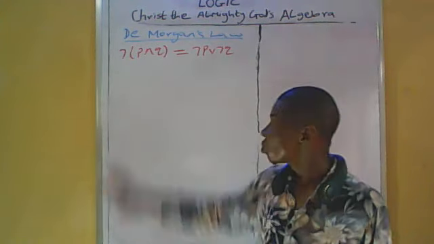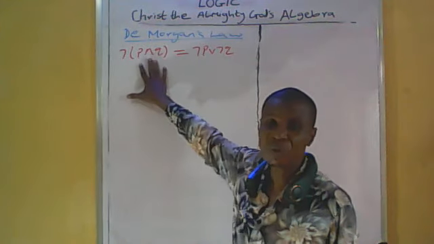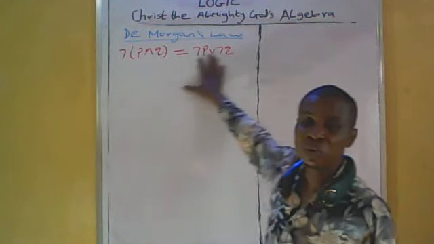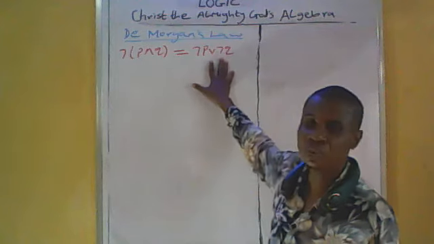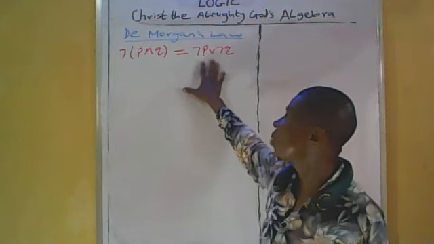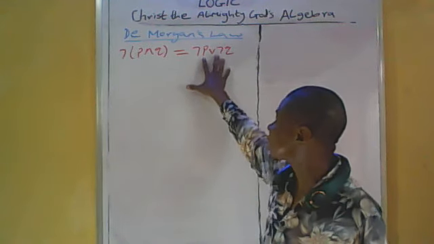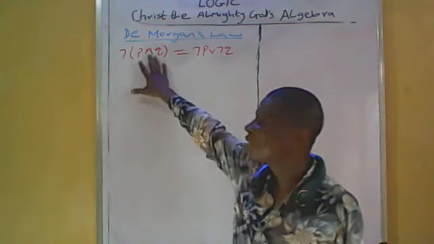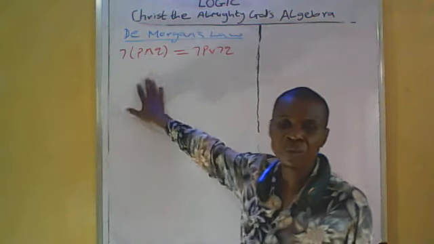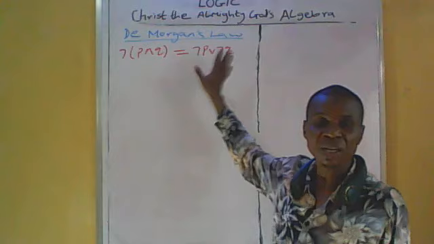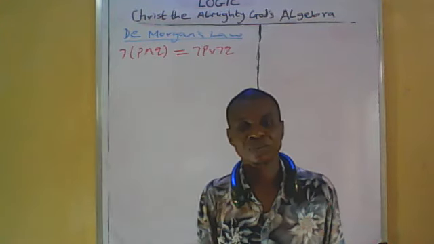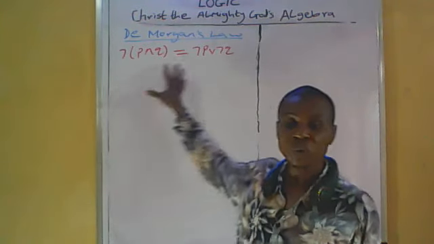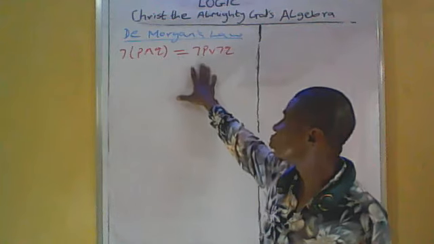That means whenever the left side of the equation is true, the right side of the equation must also be true. In the same vein, whenever the right side of the equation is false, the left side must also be false. We say it is logically equivalent. So we are going to prove that this statement is true.